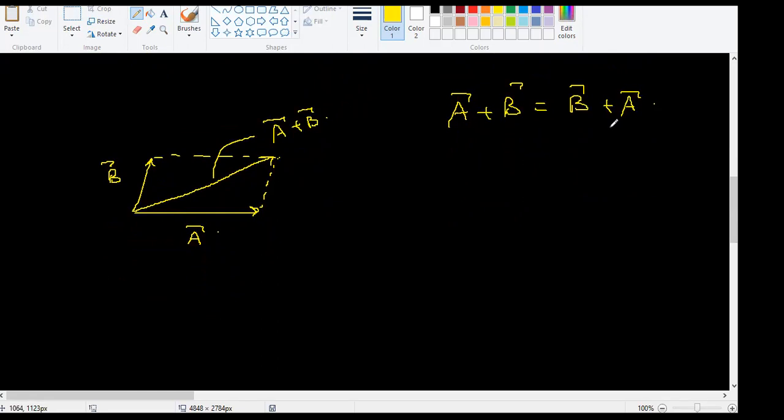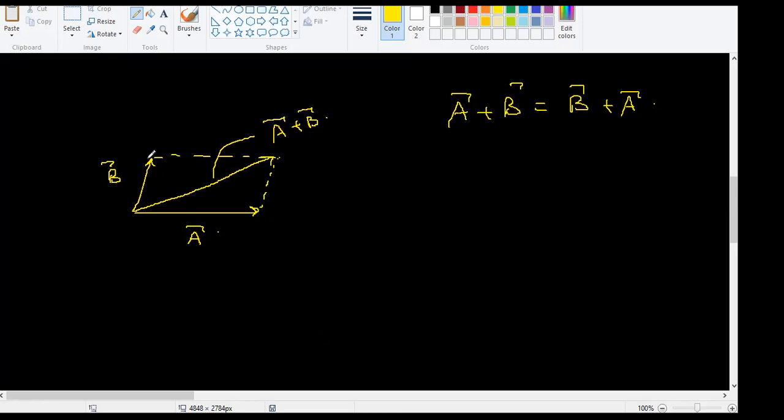But here I'm supposed to do B plus A. So that means the first vector is B, then the second vector is A. Again, I'll be doing the same thing. So how do I do this? B vector plus A vector. So that means the B vector is to be brought first.